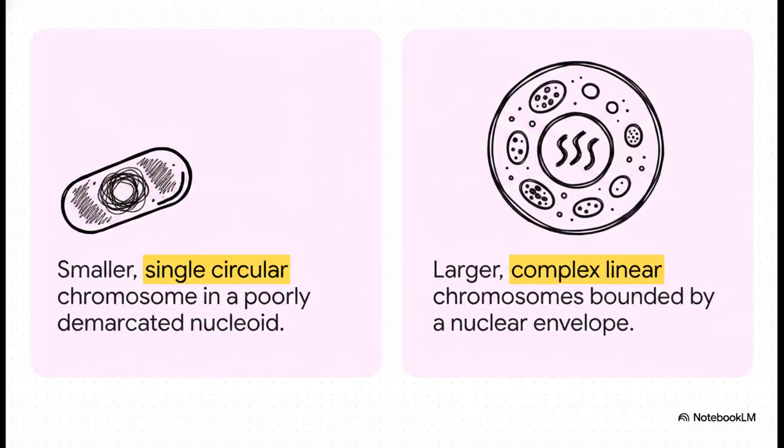And this brilliantly illustrates the massive gap between these two groups. What separates ancient, simpler life forms from the complex life we see today? Well, you have prokaryotic cells, which are smaller, structurally simpler, and contain just a single circular chromosome tucked into a kind of poorly demarcated area called a nucleoid. In fact, prokaryotic literally translates to before the nucleus. Then you have eukaryotic cells, meaning true nucleus. These guys are much larger, incredibly complex, and house separate, linear chromosomes securely enclosed inside a complex membranous nuclear envelope.